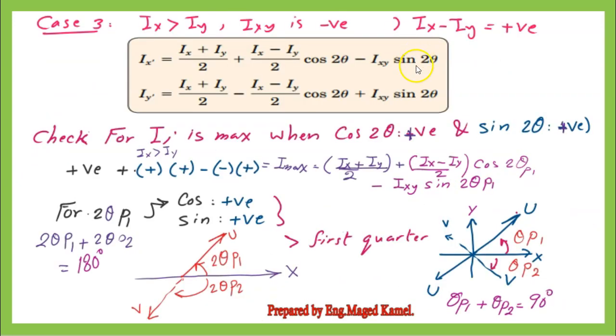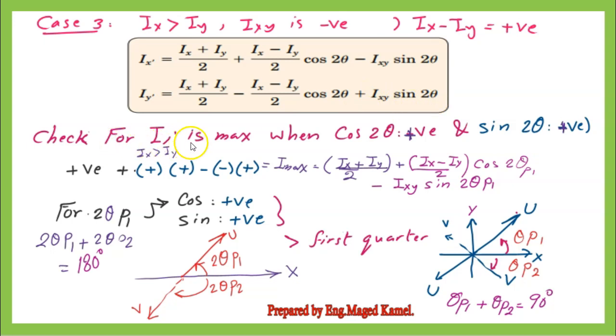In the next slide, we have two expressions for the inertia about inclined axes. The first expression is Ix dash equals (Ix plus Iy) over 2 plus (Ix minus Iy) over 2 multiplied by cosine 2 theta minus Ixy sine 2 theta. While the second expression is Iy dash equals (Ix plus Iy) over 2 minus (Ix minus Iy) over 2 multiplied by cosine 2 theta plus Ixy multiplied by sine 2 theta.